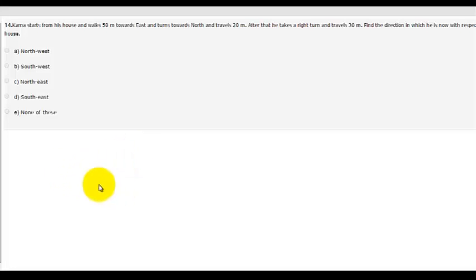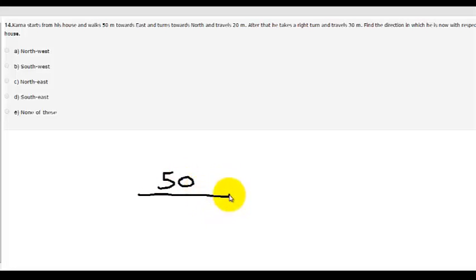Now I'd like to give you a suggestion. Solve the question while reading initially. Suppose when you are reading, Karna starts from his house and walks 50 meters towards east. Straight away go on solving. Now he is walking 50 meters towards east. This is 50 meters. And then turns towards north.